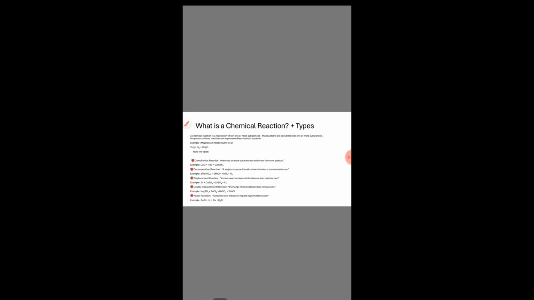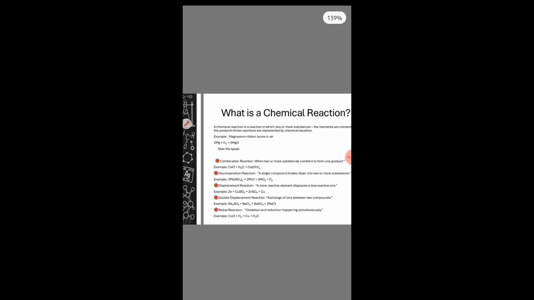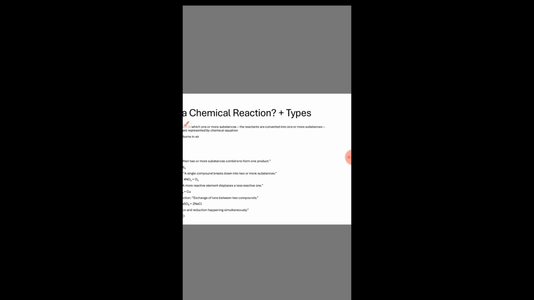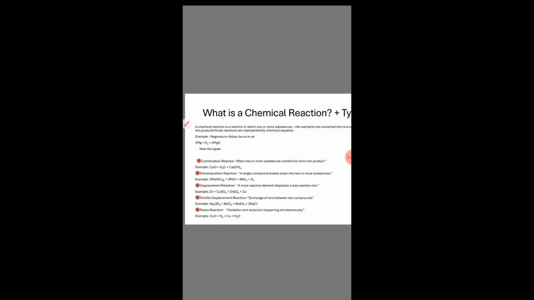So let's start. First, what is a chemical reaction? A chemical reaction is a reaction in which one or more substances, the reactants, are converted into one or more substances, the products. Those reactions are represented by a chemical equation. Basically, when you read the sentence, you didn't understand anything. I know. I'll explain it to you now.